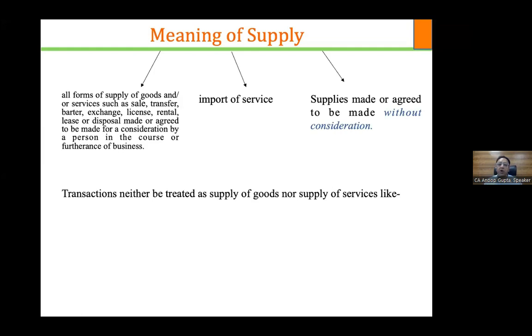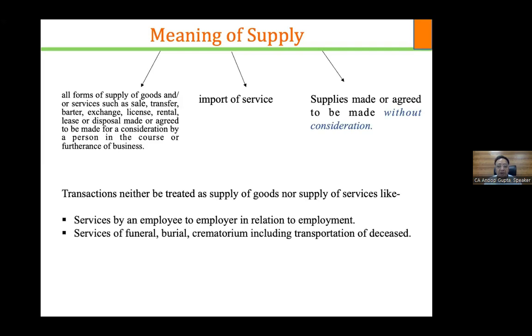And there is a negative list of supplies of goods or services which are neither to be treated as supply of goods nor as supply of services, like services by an employee to employer in relation to an employment, and services of funeral, burial, crematorium, including transportation of the deceased. There are some services which will not be treated as a supply under GST. Therefore, there are no GST implications on these. They are contained in Schedule 3 of the GST Act. We have to see that. There are a total of 3 schedules in the GST Act. Schedule 1, we have already discussed: those supplies which do not carry any consideration are to be treated as supplies.